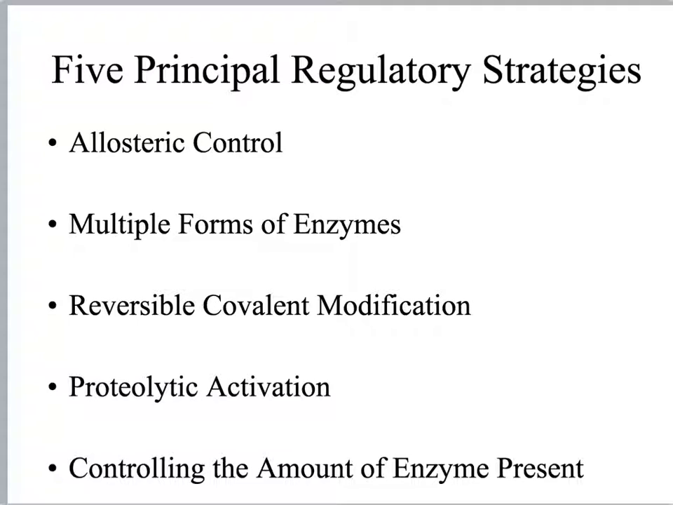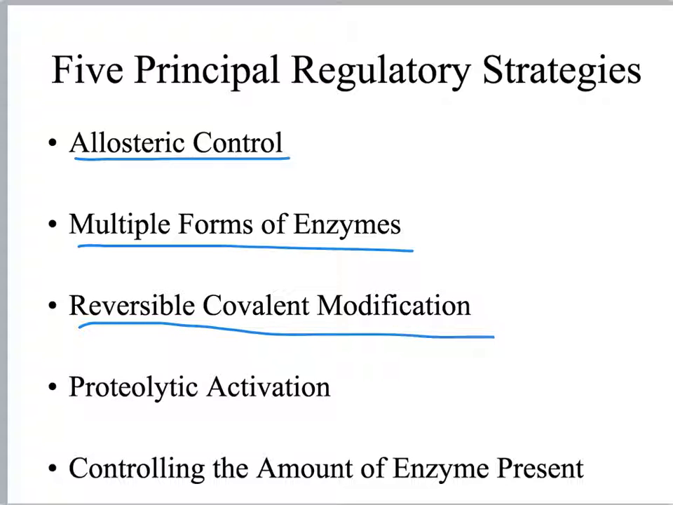So there are 5 principal regulatory strategies. These strategies include allosteric control, multiple forms of enzymes, reversible covalent modification, proteolytic activation, and then controlling the amount of enzyme present.